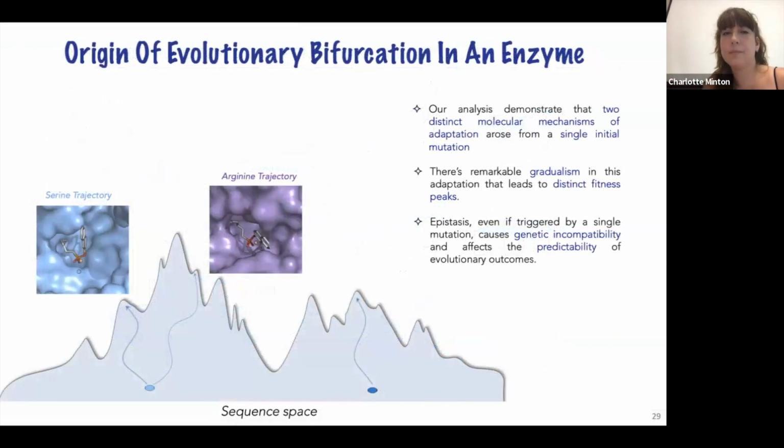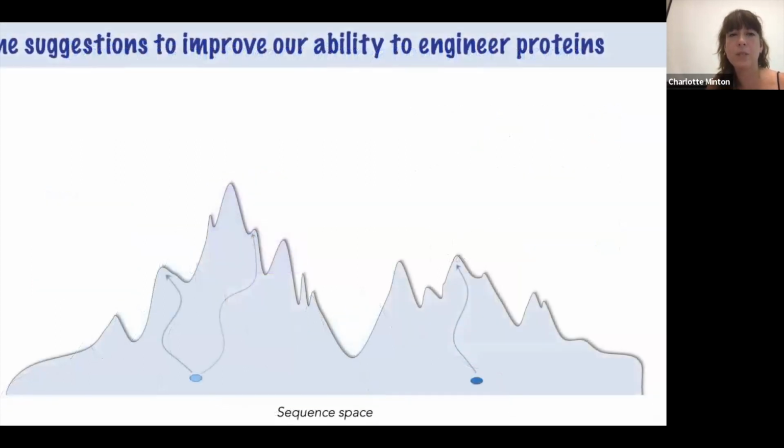So we've shown that two distinct molecular mechanisms have evolved. We've shown that this is a very gradual phenomenon, that epistasis sets in very progressively. And we've explained this divergence with genetic incompatibility that arises from epistasis. And I just want to finish with some suggestions to improve engineering, because we can see that epistasis is complicated and navigating this landscape is a difficult task.